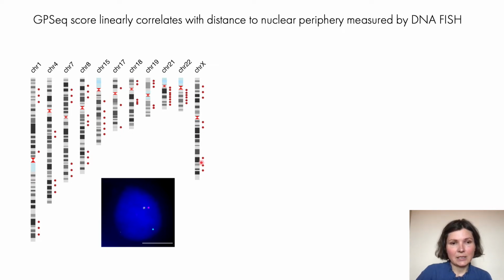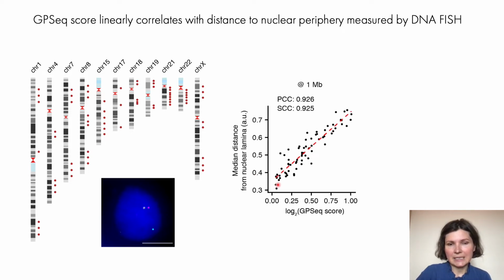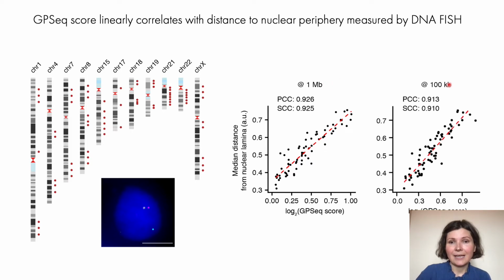We used 68 randomly selected DNA loci, 8 kb loci, scattered all throughout the human genome, and we measured their typical distances from the periphery. We were very pleased to see that these distances correlate very highly with what we get from GP-seq at 1 megabase resolution as well as at 100 kb resolution. So at this point, this gave us a green light to proceed to further analysis, being confident that what GP-seq reveals to us are true radial distances.